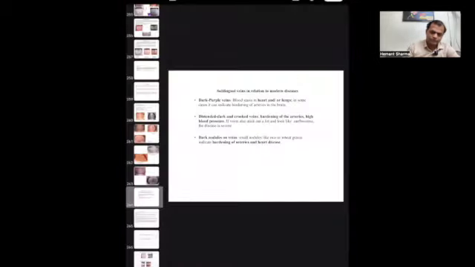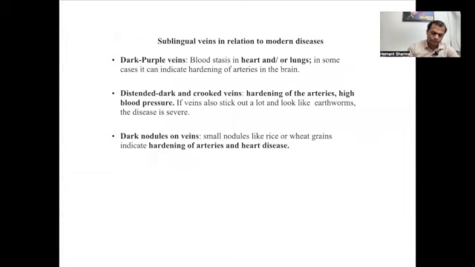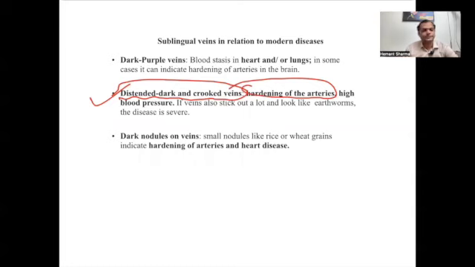So what we have seen here: look at the distended dark crooked vein. It means hardening of the arteries or high blood pressure. So the darker the color, the more the blood stasis, right? And all the people I have not discussed, please post your problem, so we'll do a comparative clinical study. Then we will find out very clearly the real essence of blood stasis.